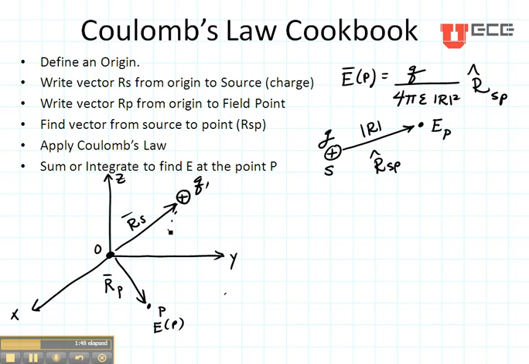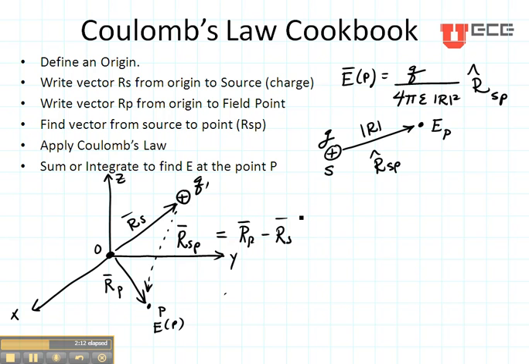Well, if we look at this picture, we can see that what we really want is RSP. So I want to find this vector right there, RSP. The way I find RSP is that it is equal to RP minus RS. And that gives me the vector from my source to the point that I'm interested in. Then I would apply Coulomb's law right here.